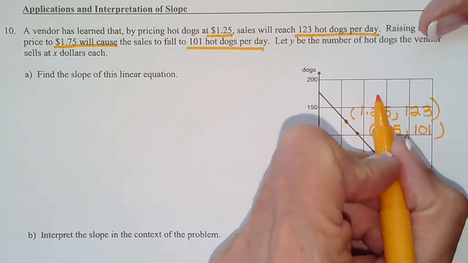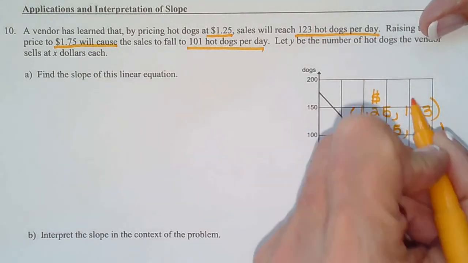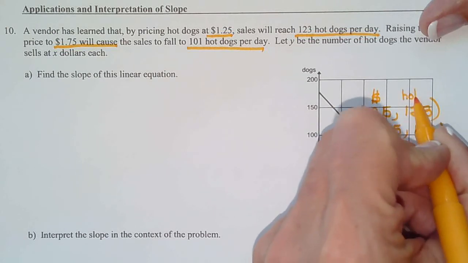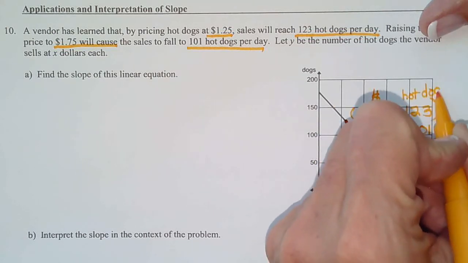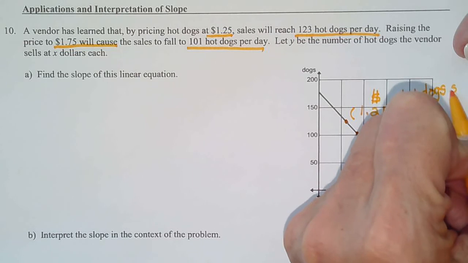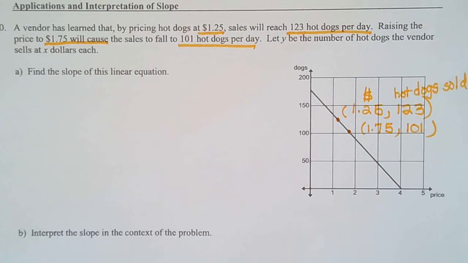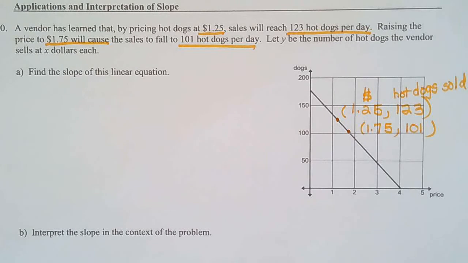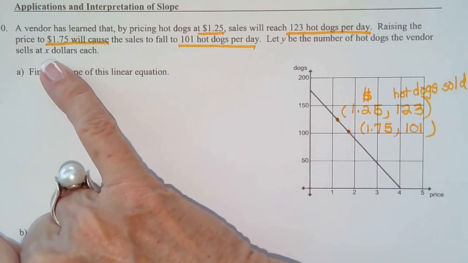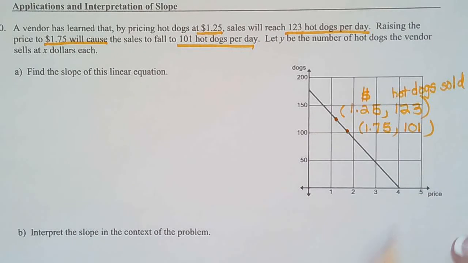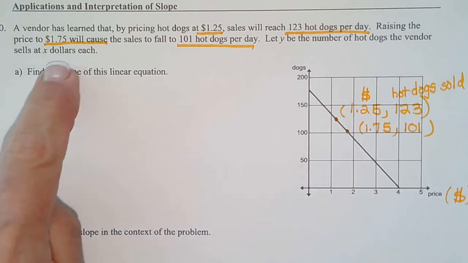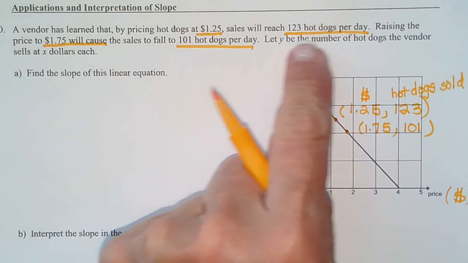And remember, this is the price. This is the hot dogs sold. Because we're going to need this in just a moment when they ask us to explain slope. And they tell us that X is the dollars, which you can see. So price in dollars is the X-axis, and the Y-axis is the number of hot dogs.